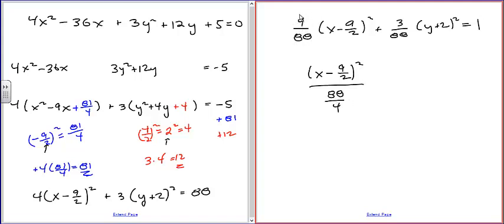You can do the same thing. If you want to move this from the numerator, this was the whole numerator, you want to make that the denominator, you'd flip it around. And the same thing would be true here. So it's actually divided by 88 divided by 3 equals 1. These two numbers here still tell us about the center of the object, so it'd be positive 9.5 comma negative 2. These tell us about the dimensions of the ellipse in terms of which way it is stretched.